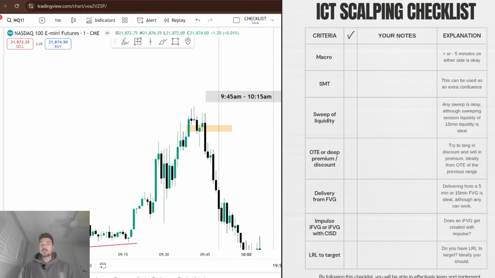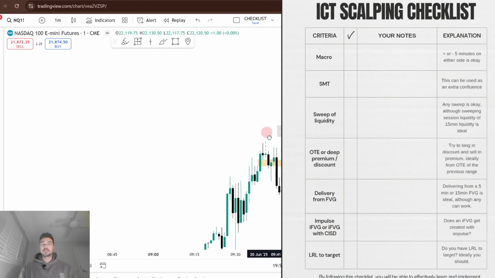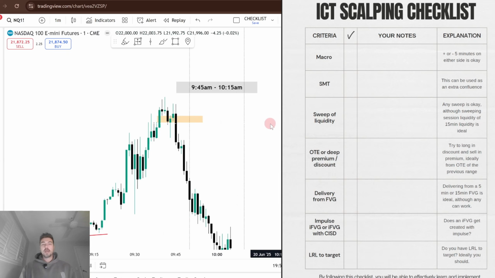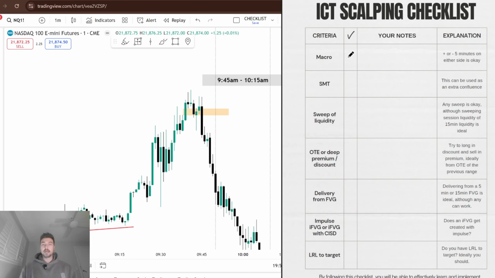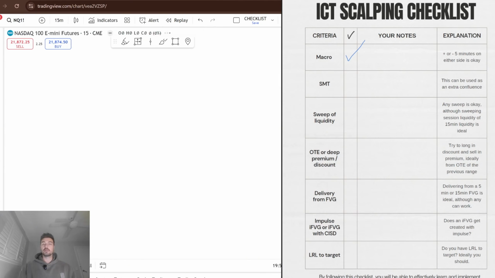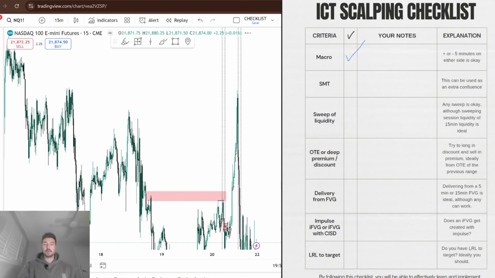Alrighty, so we're going now into the New York session. This is the 950 to 1010 macro between these 2 vertical lines. I've just extended that 5 before and 5 after. Number 1, are we inside of a macro? Yes. Number 2, do we have SMT? Let's double check on the 15-minute chart. And let's have a look at the NASDAQ compared to ES.